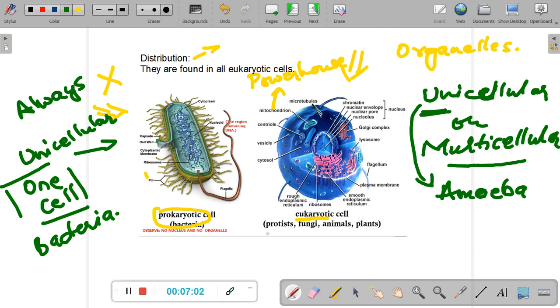Examples of eukaryotic cells are protists. Amoeba is an example of a protist. We got fungi. The mushrooms that you eat are fungi. They are also eukaryotic, made up of eukaryotic cells. Animals, we are animals, and plants. So protists, fungi, animals and plants are eukaryotic organisms made up of eukaryotic cells, whereas bacteria are the only prokaryotic cell. Anyways, coming back to vacuoles. Vacuoles are found in all eukaryotic cells, but they are missing in all prokaryotic cells.